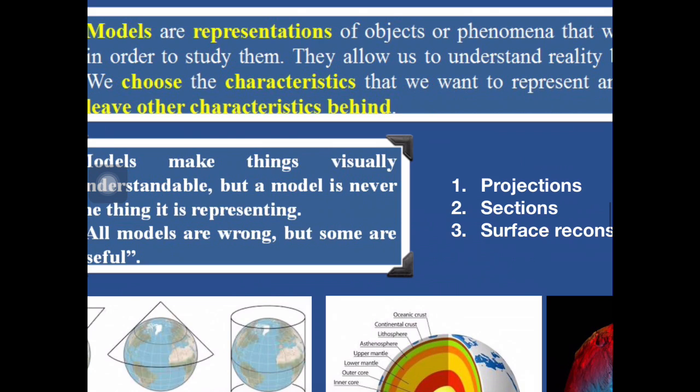So we have basically 3 ways of producing models of objects. This is for objects because if we want to model processes, if we want to model phenomena, then we have other ways to do that. For example, dynamics, time series analysis, whatever. But when we want to model an object, we basically have 3 ways: projections, sections, and surface reconstruction.